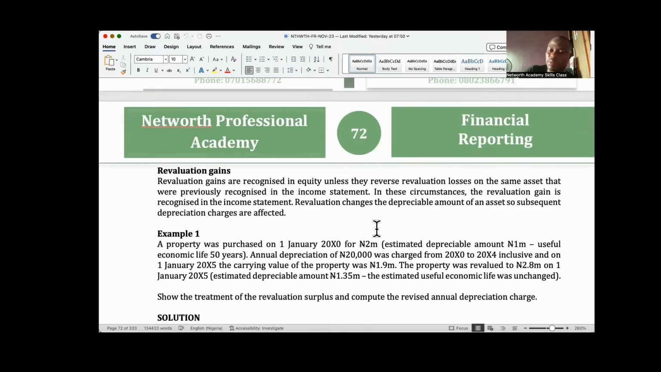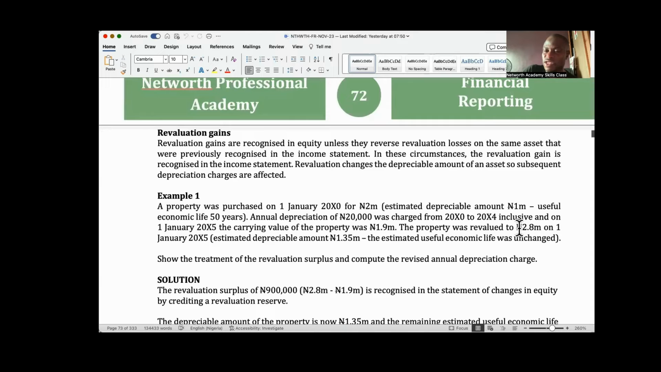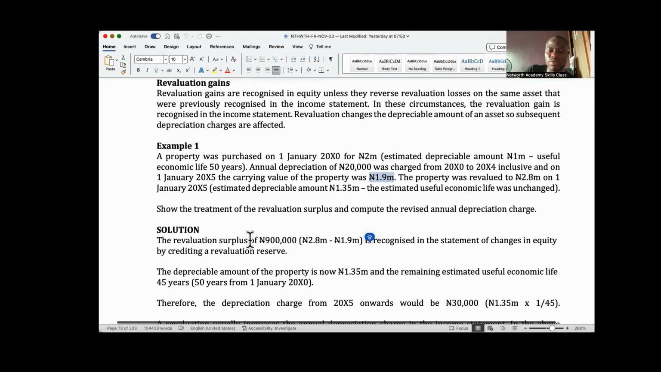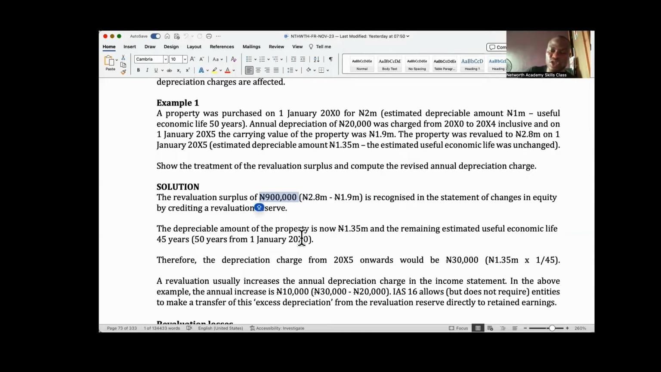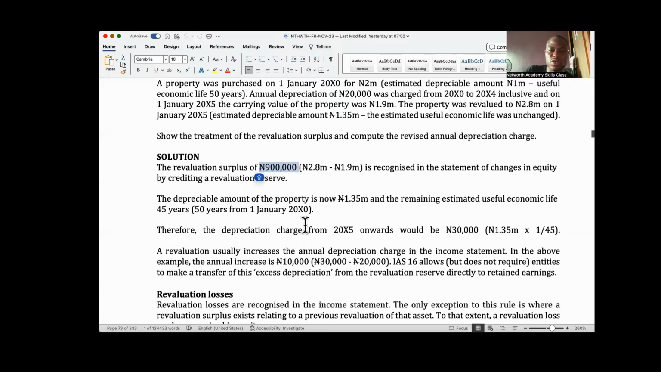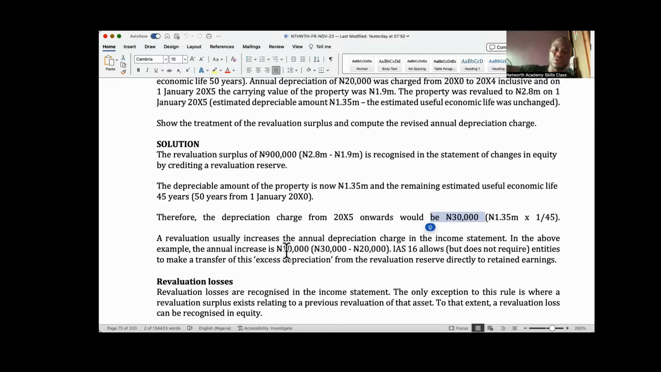Then we looked at an example where they revalued an asset on 1st of January 2005, and they gave us the carrying amount. Then we're able to get the surplus to be 900. Then depreciation also changed going forward, which we computed as 30,000. Then I told you that whenever there is a revaluation, it might lead to an increase in the annual depreciation. That increase, we call it excess depreciation.